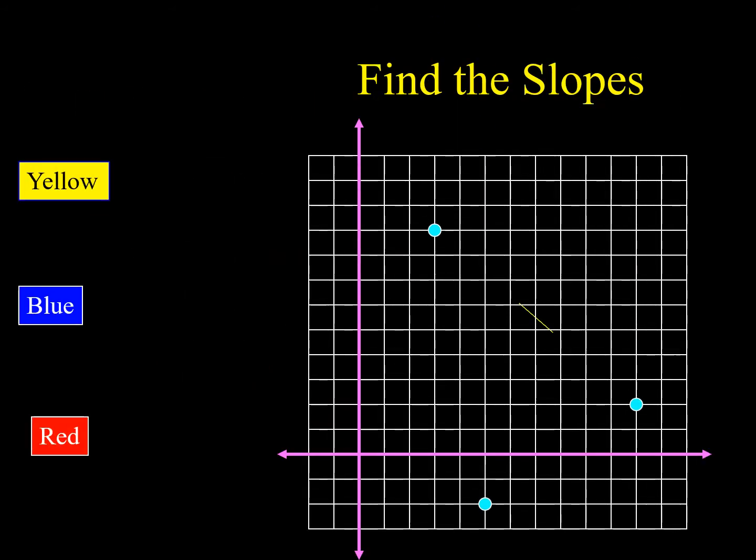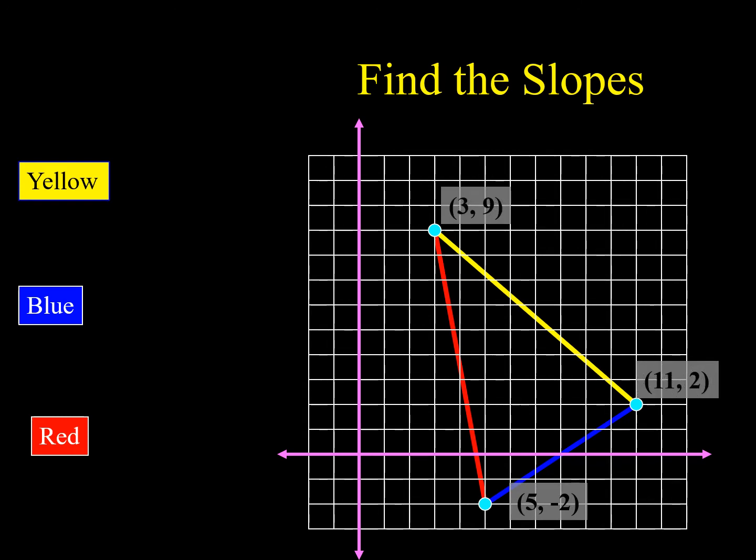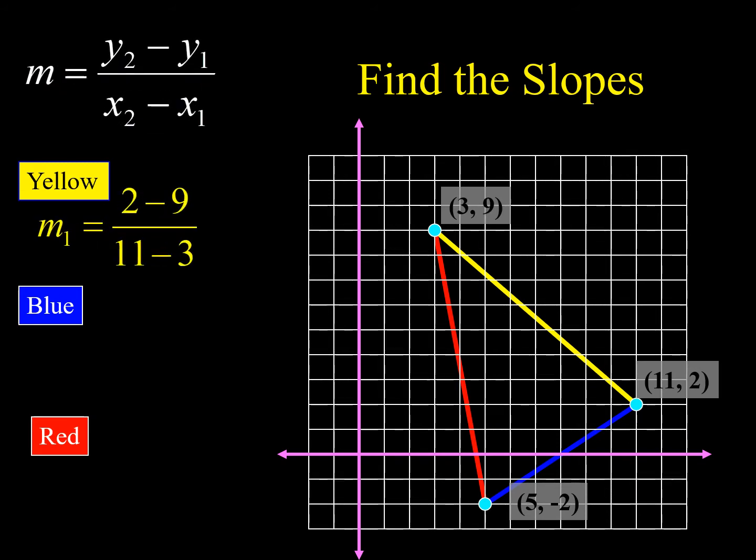Let us find the slopes of this line, the yellow, the blue, and the red. So we have the points 3, 9, 11, 2, and 5, negative 2. We will be using the formula for the slope. So determining the slope for the yellow line, we have 2 minus 9 over 11 minus 3. So in substituting the values, you better be careful with your x sub 1, y sub 1, then x sub 2, y sub 2, okay?